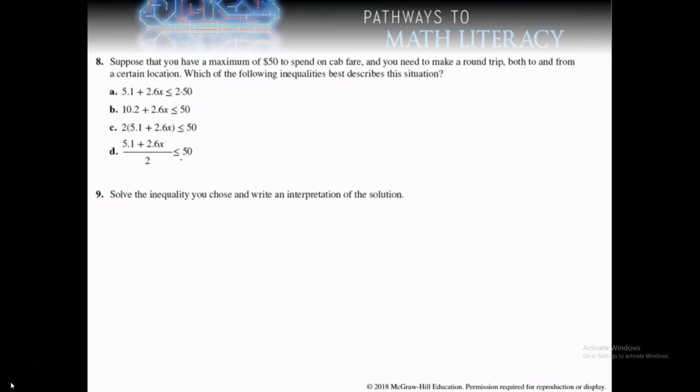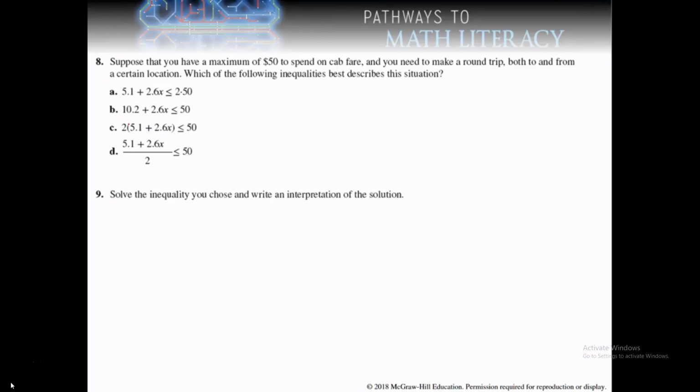And then we need to figure out, what does the fact that it's a round trip do to this? Well, the one that makes the most sense would be C, and the reason for that is that you've got the cost here of the cab ride, 5.1 plus 2.6x, and then you've got 2 times that, so you're doubling the cost because it's a round trip. So C would be the one that makes the most sense.